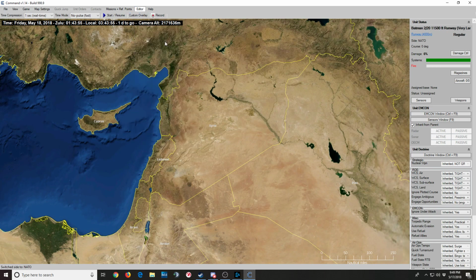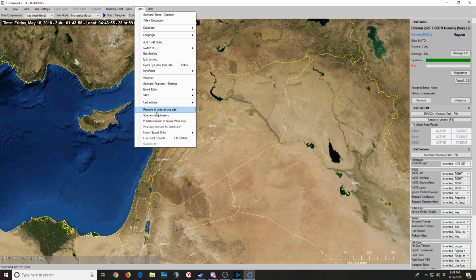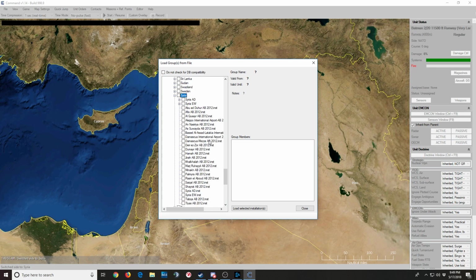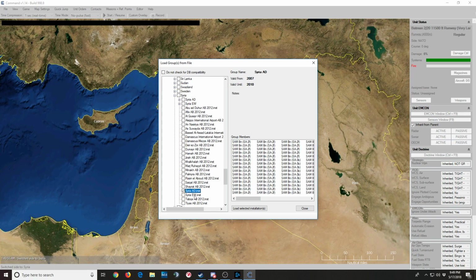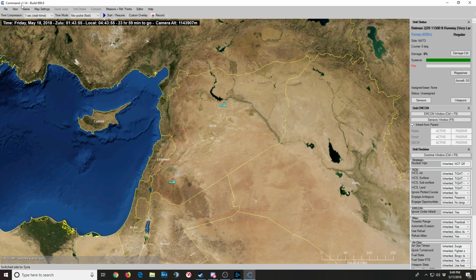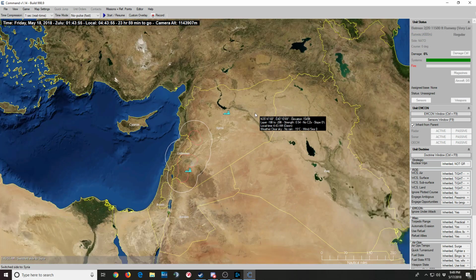So what we're going to do here is we're going to add Syria and the United States. So Syria has air defenses and early warning radar. And we're going to turn them on by their doctrine.